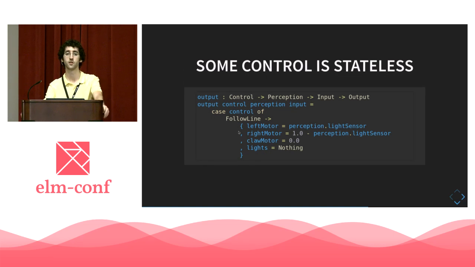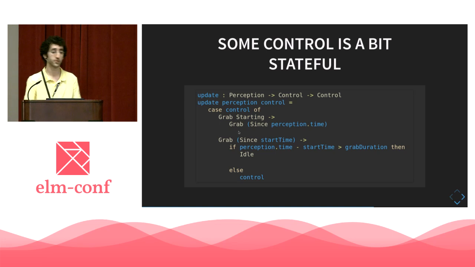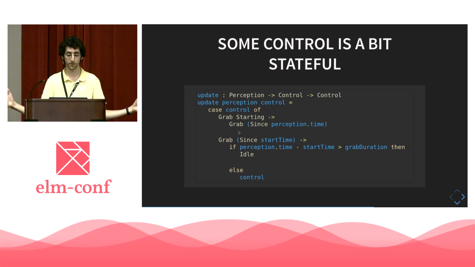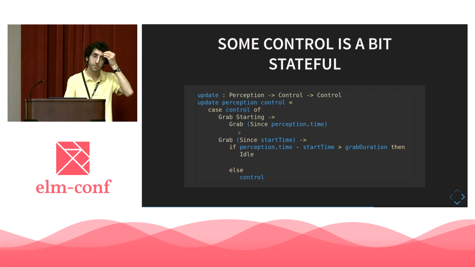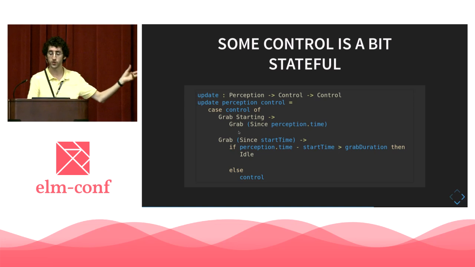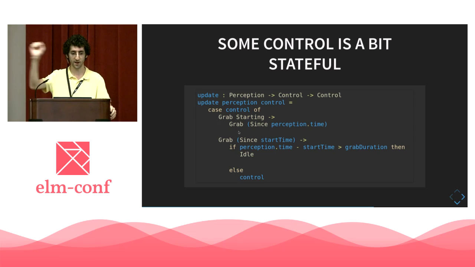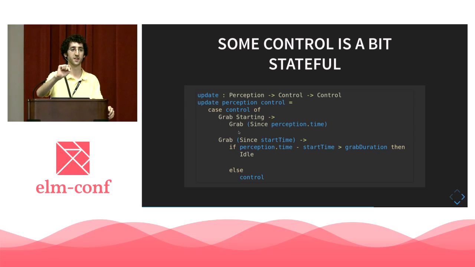Sometimes it's a little bit more, but basically stateless. If we're in the follow line control state, then we don't need to remember any information, but we do need to know what the current value of perception is. So again, the update is a no-op, but the output is just this pure function from input to output. Sometimes there's a little bit of state, like if we're grabbing an object. If we want to grab an object, then maybe we want to run the claw motor for 2 seconds. And that could actually be really simple in an imperative language, like that flowcharting language I showed you earlier, because you would just add a block that says run motor, wait 2 seconds, and then do the next thing. But this is a reactive application.